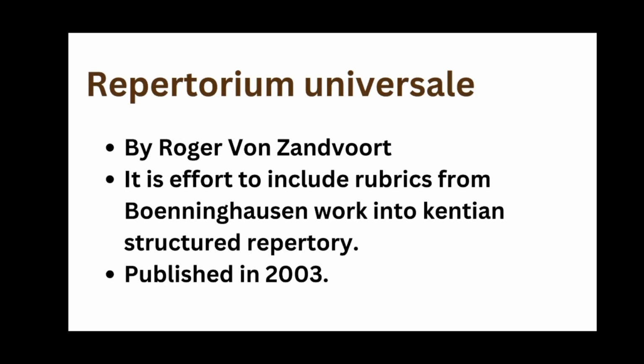Next is Repertorium Universale. It is published by Dr. Roger von Janderwood. It is the effort to include rubrics from Bonninghausen work into Kentian structured repertory. So this is the compilation of Bonninghausen repertory and Kent repertory. It is published in 2003 by Dr. Roger von Janderwood.